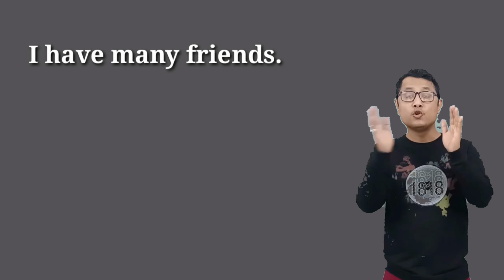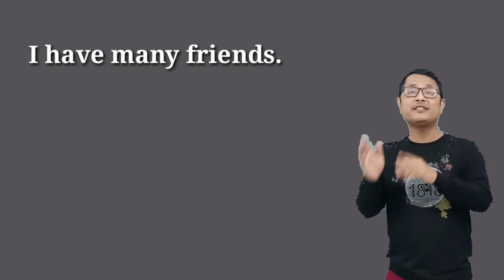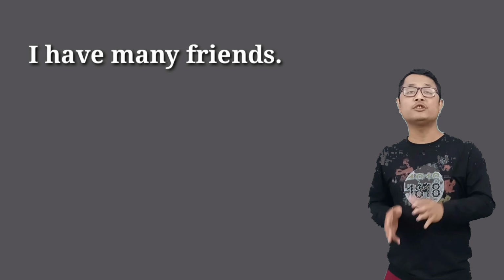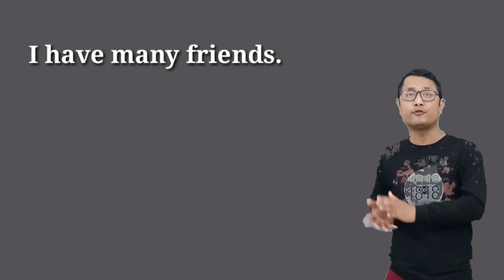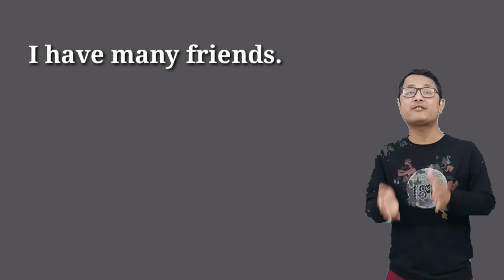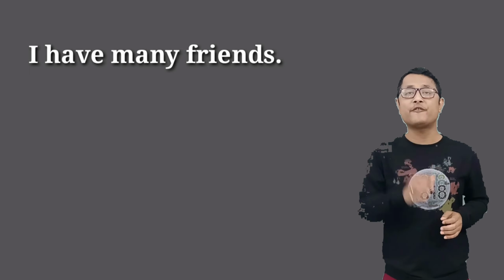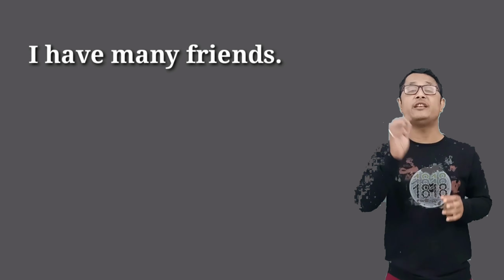For example, I have many friends. Look at the sentence. This is a sentence of present tense and it is a sentence of state of possession as well. So if I want to speak this sentence in the past tense or in the past form, then what do we have to do? We have to change the form of the be verb or the helping verb. So what is the helping verb here? Have is the helping verb here. So have is already used in this sentence.